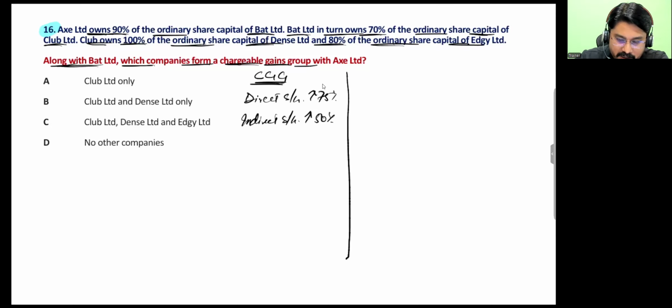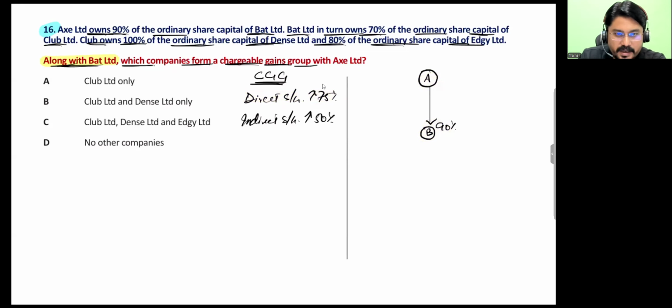If I start preparing this, company A owns 90% share capital of B. So that's the reason it is very clearly mentioned along with B Limited. Means the direct shareholding between A and B is met. What other companies are part and parcel of the capital gain group? If we check, my dears, be with me very carefully, listen very carefully.